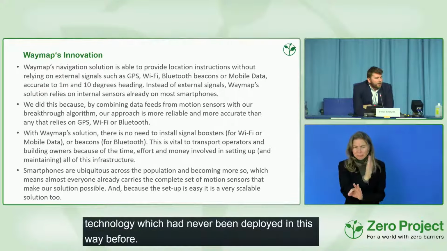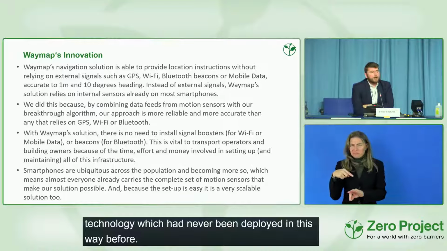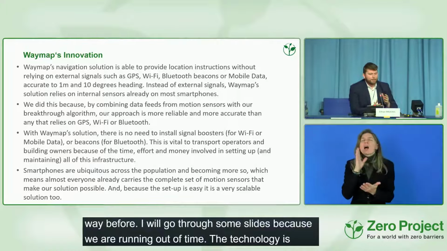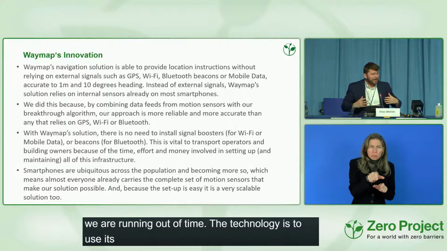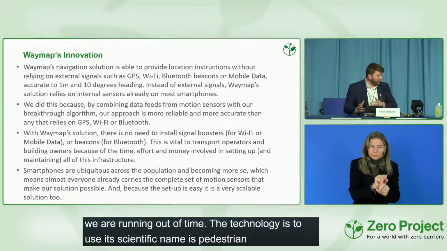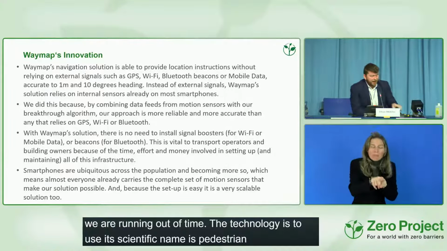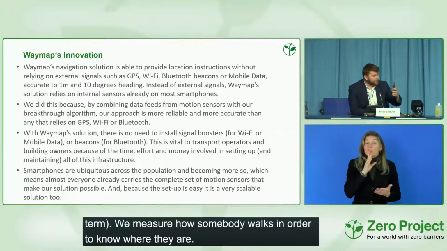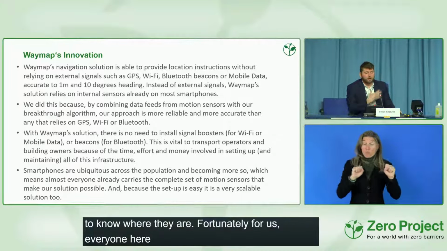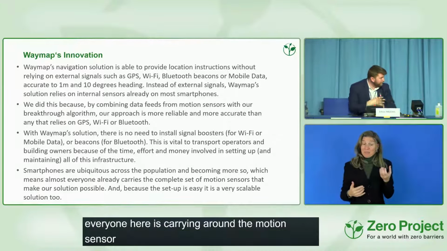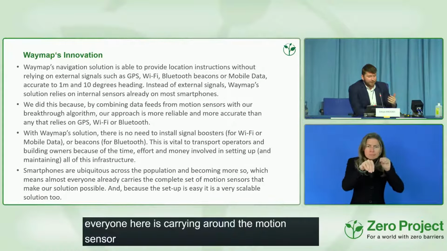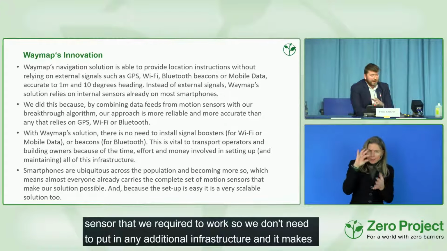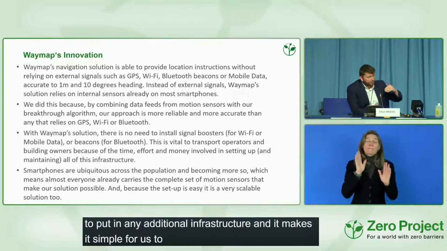So the Waymap technology, to use its scientific name, is a piece of pedestrian dead reckoning. That means that we measure how someone walks in order to know where they are. Fortunately for us, everybody here, I think, is already carrying around the motion sensors that we require to work. So we don't need to put in any additional infrastructure, and it makes it very simple for us to deploy and make our app available. All we need is an accurate map.